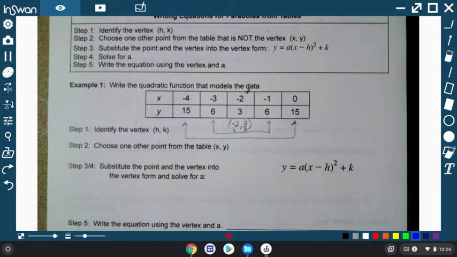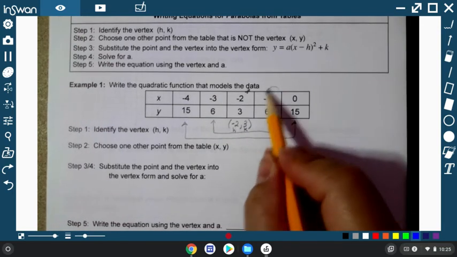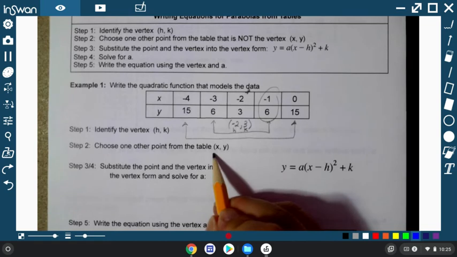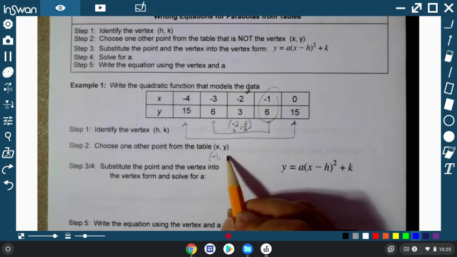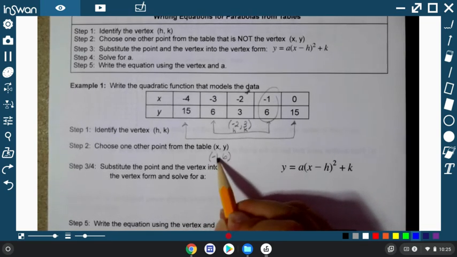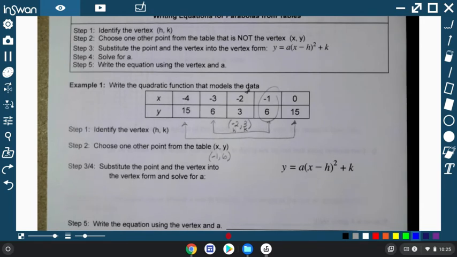Pick another point. Any point will do so that we can solve. I usually try to pick numbers that are relatively small. So I'm going to pick this point here and call that my x, y. So my x is going to be -1 and my y is going to be 6. I'm going to replace that in a little bit to solve for a.